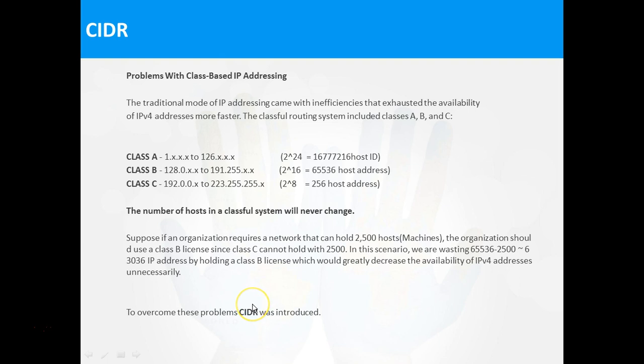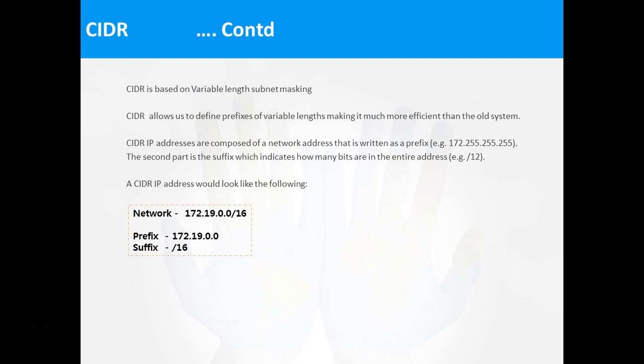But the IP addressing schemas and subnet calculations are almost the same. The only thing is you have to use CIDR notation if you are going for CIDR. CIDR stands for Classless Interdomain Routing. CIDR is based on variable length subnet masking. You can scale up or scale down your number of hosts and your number of subnets. That is possible, so you are not going to waste that many IP addresses.